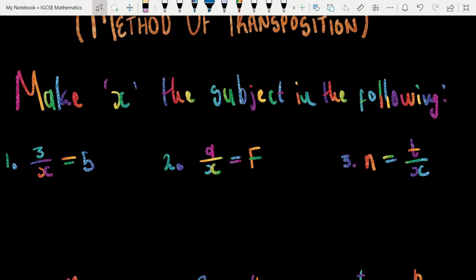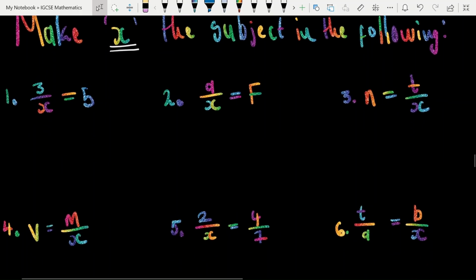We go for it. Number one is saying, remember that the command is now saying make x the subject. So letter x is our subject this time. Okay, let's go for it. Number one, 3 over x is equal to 5. So what's the first thing I'm going to look at and realize here? I'm going to realize that my subject is in a fraction. And remember, we said if your subject is in a fraction, we don't care if it's at the top or at the bottom, as long as it's in a fraction, then you cannot make it the subject. You have to break the fraction.